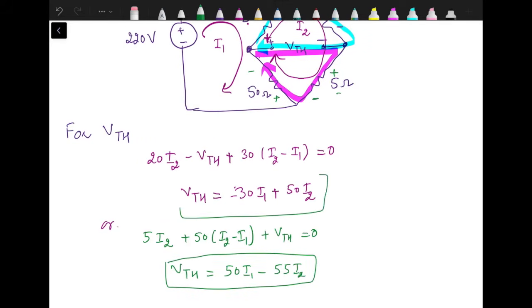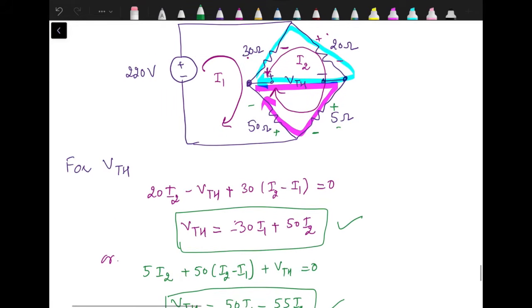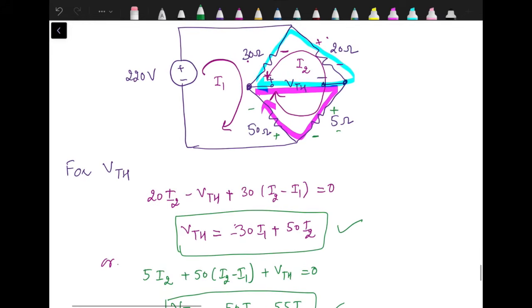So you can go with either this expression or this expression. From both expressions, you will get the same answer for VTH. But for that, we need the values of I1 and I2. Now what to do for that?